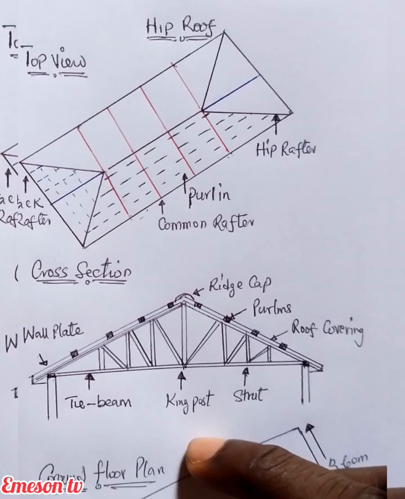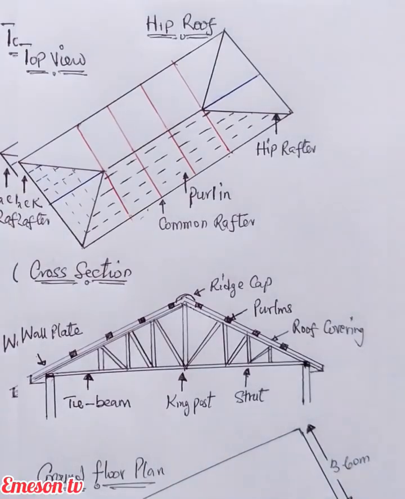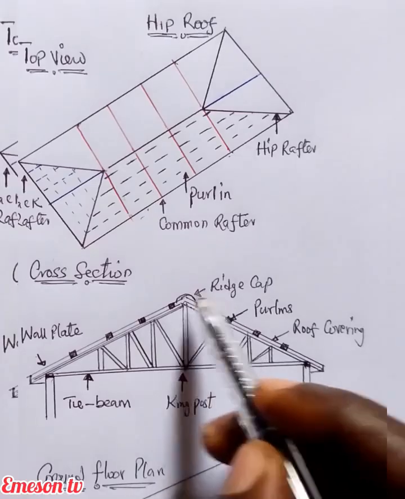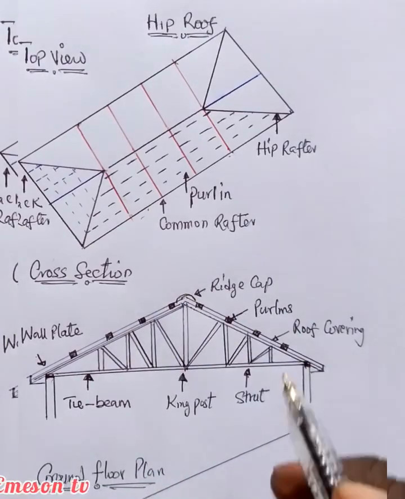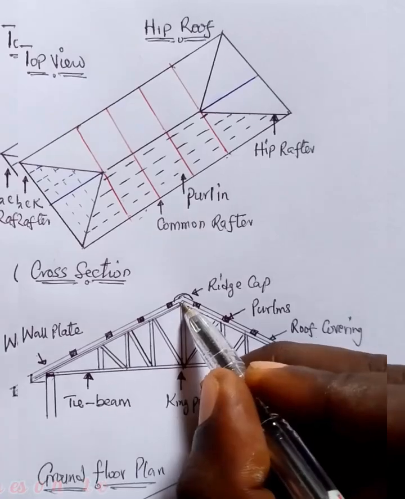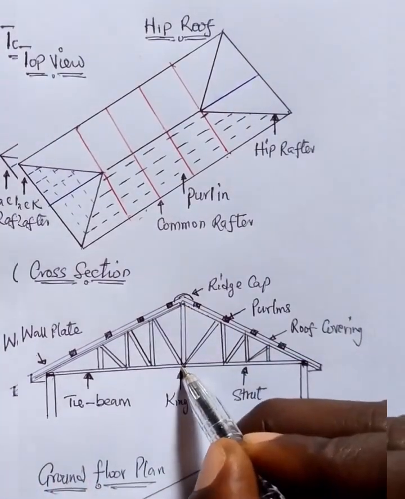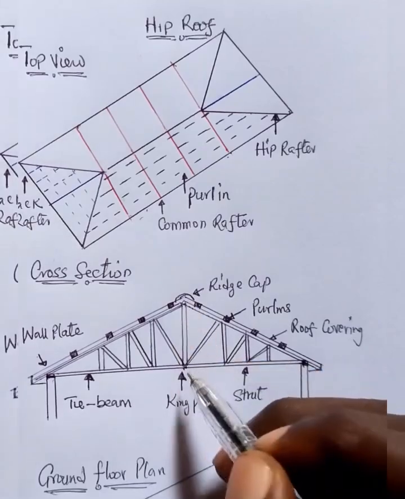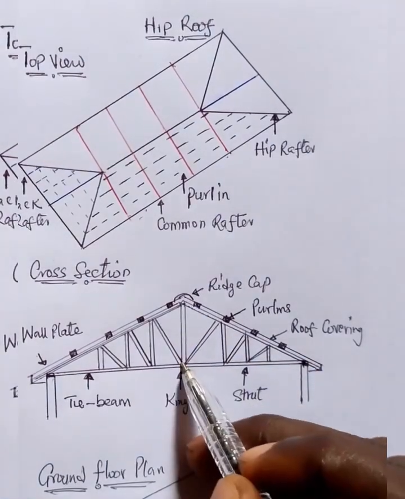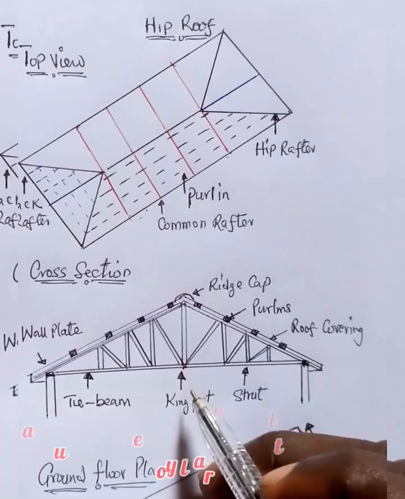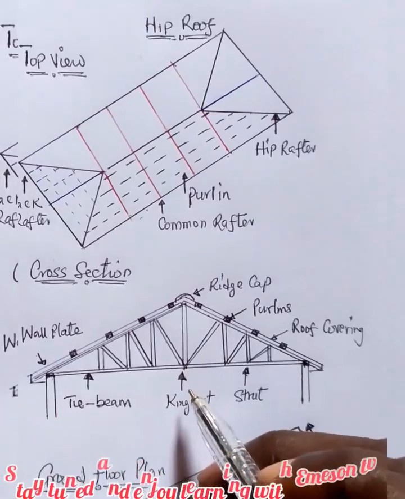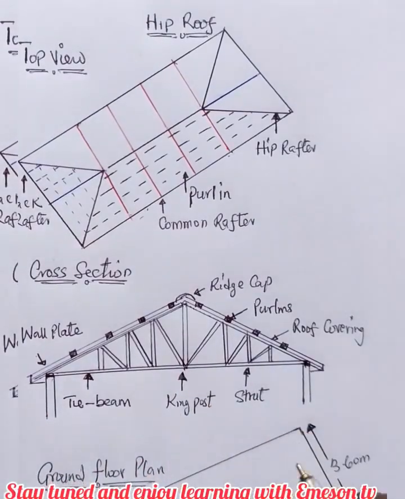Now the next thing for us to talk about is our king post. Looking at this cross section, let's use this cross section to identify our king post. This member here, from this point to this point, is our king post. This is our king post. So having known the king post, the next member for us to identify is our rafter.